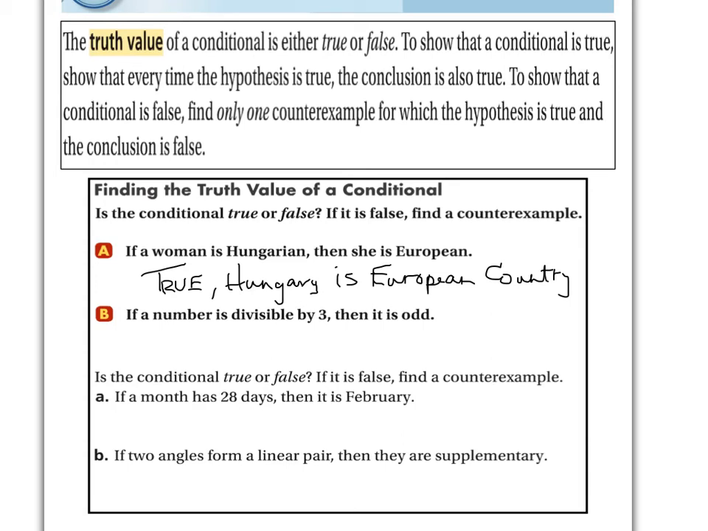Letter B says, if a number is divisible by 3, then it is odd. So you're trying to look for a counterexample to see if it's true or false. In this case, this would be false. You could do a number of counterexamples, but 12 is a great counterexample. That's even and divisible by 3.